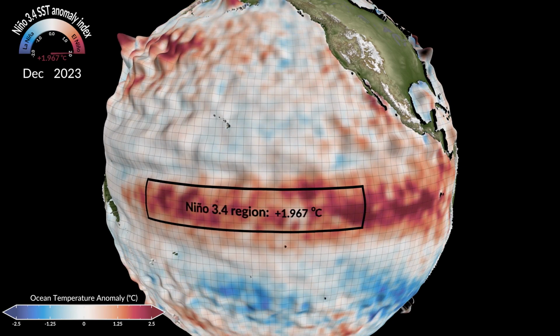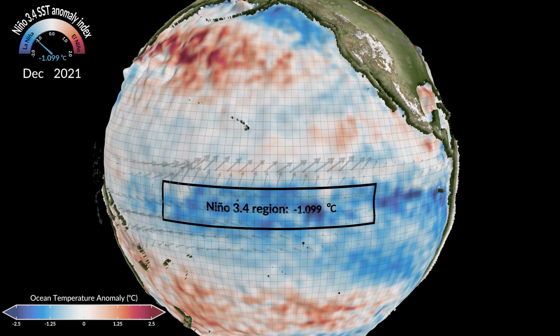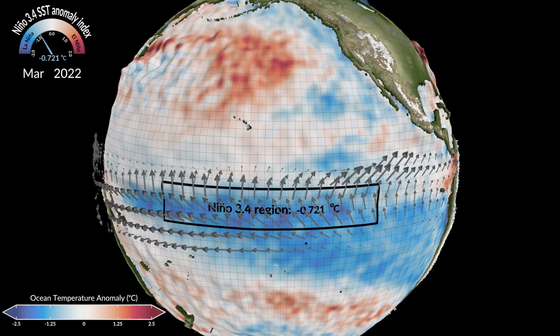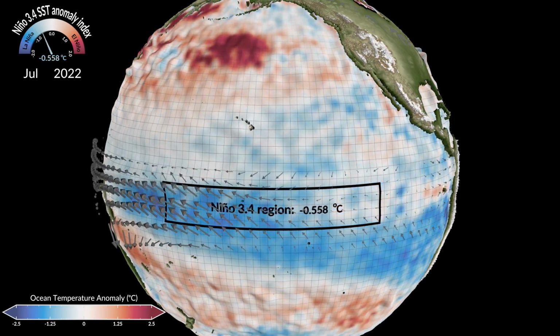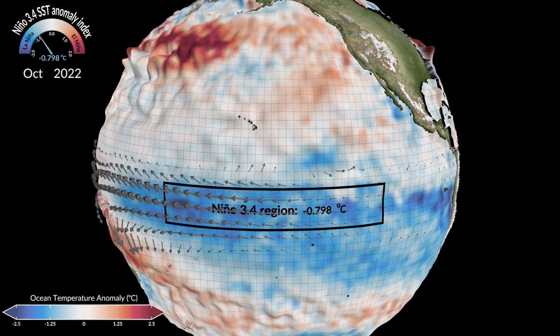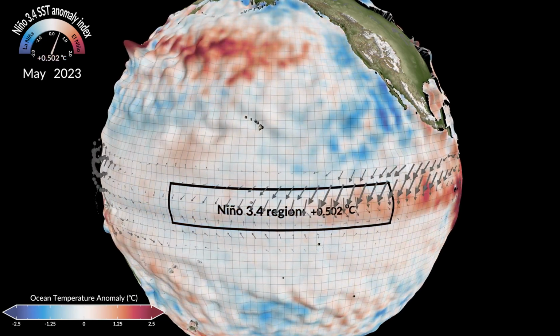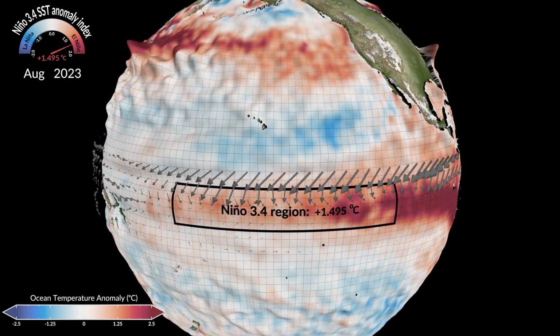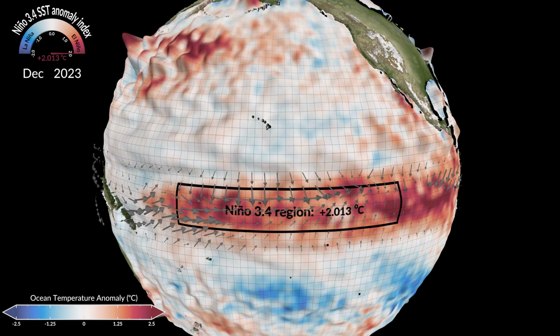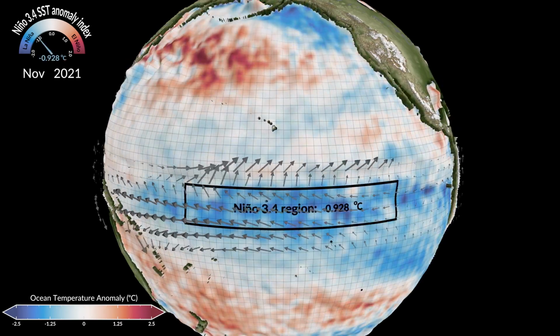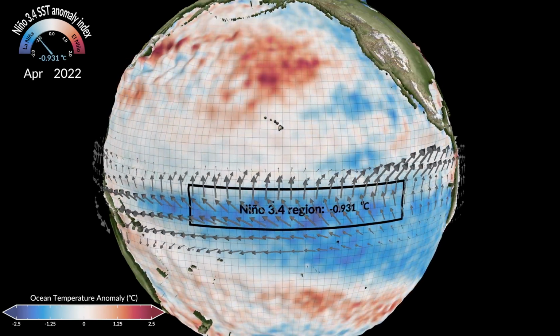These changes in the surface temperature and the sea level are mostly driven by the changes in the winds on the surface of the ocean. During La Niña, the strong westward blowing trade winds push surface waters to the west. As the trade winds weaken, the warm surface water sloshes back to the Central Pacific, leading to a Central Pacific El Niño.